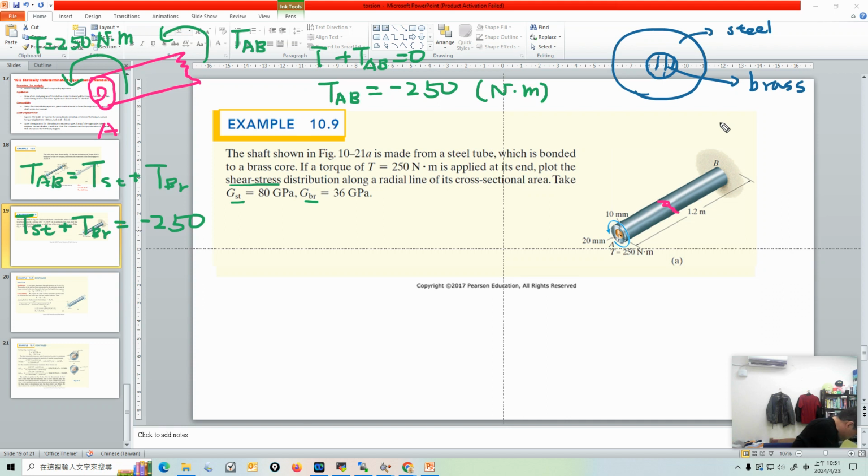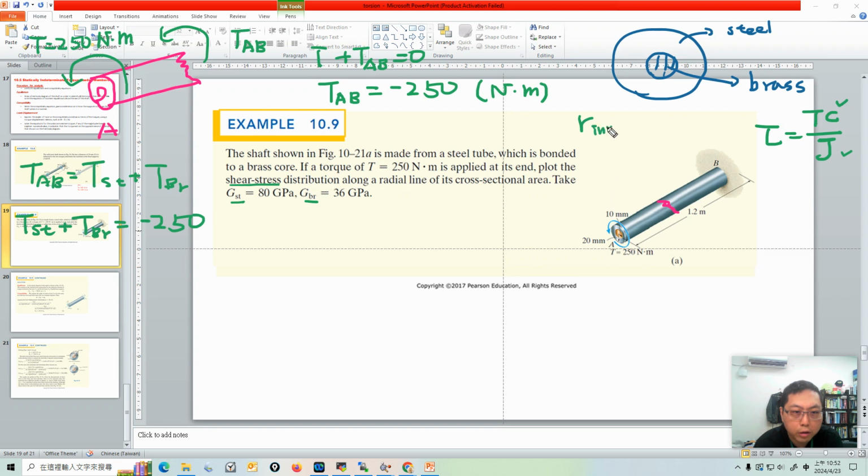Yeah, I forgot. Shear stress is equal to TC over J. T is the torque, J is the polar moment of inertia, and C is the radius, right? So if we want to know the shear stress distribution, we need to know the radius. And the polar moment of area we can get, because the problem already gives us the dimensions. The inner diameter is... it's diameter or radius? Oh, it's radius.